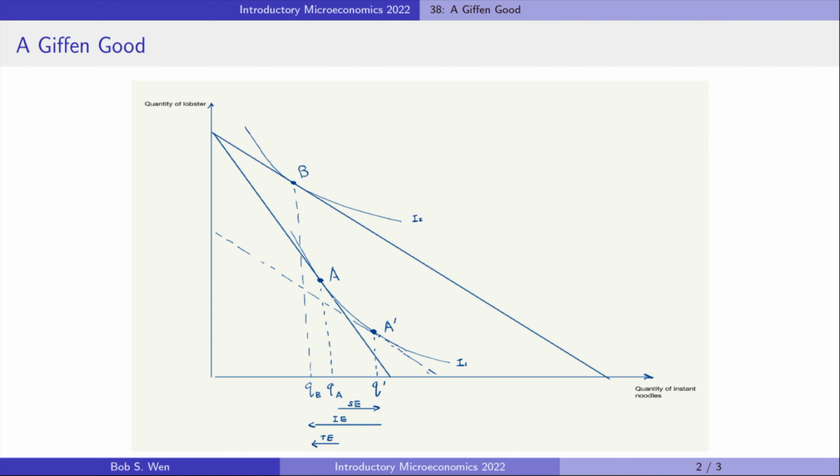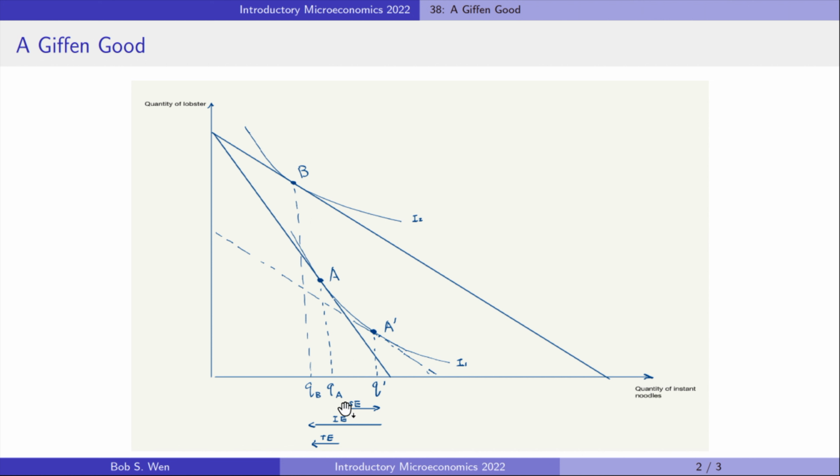The movement from A prime to B is the income effect. We see that the consumer purchases much fewer instant noodles when her income increases. Since the demand for instant noodles decreases as the consumer's income rises, the instant noodles are an inferior good according to the definition of the inferior good.